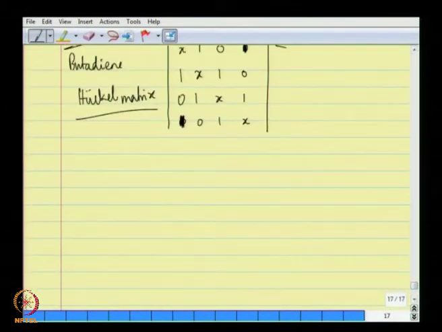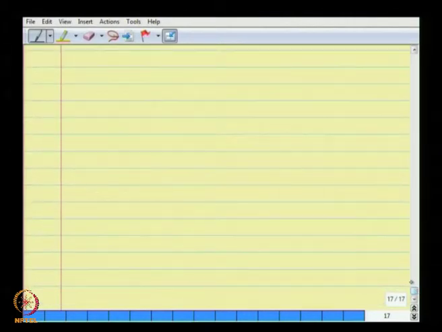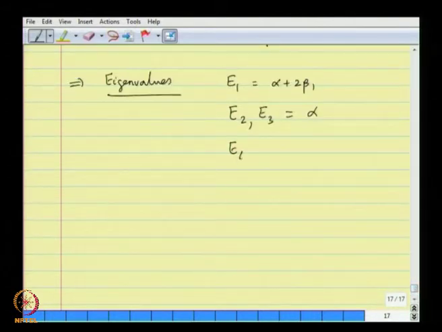So in the cyclic system you have that, and its eigenvalues can be written down. So the eigenvalues for cyclobutadiene, when you solve this, basically you are going to expand this determinant and get the values. The eigenvalues will turn out to be E1 is alpha plus 2 beta, E2 and E3 will be alpha, it is a degenerate system, and E4 will be alpha minus 2 beta.